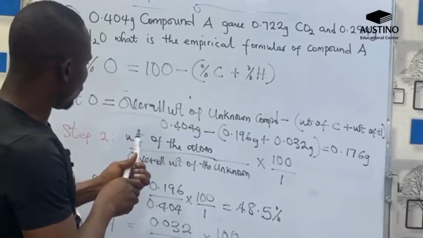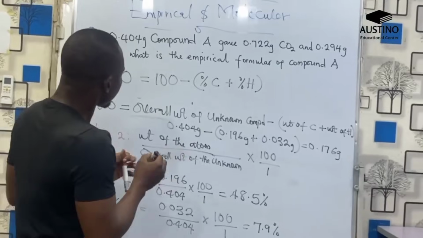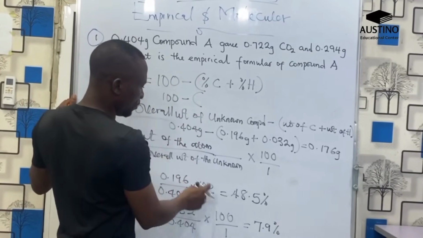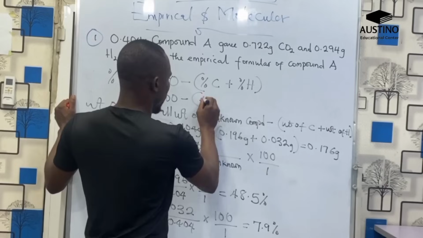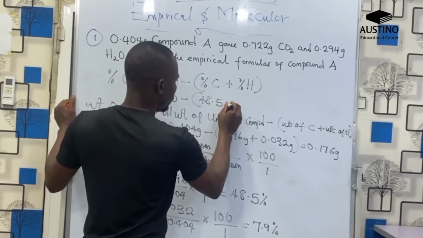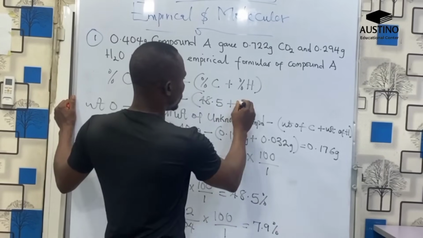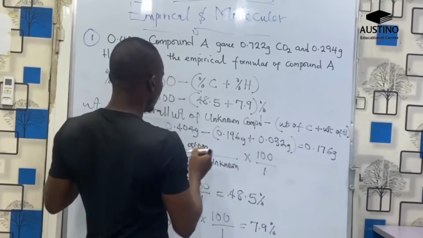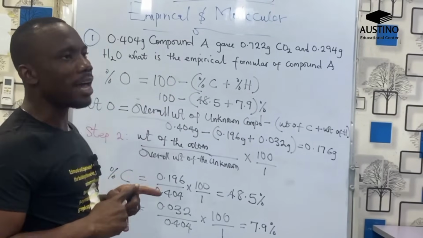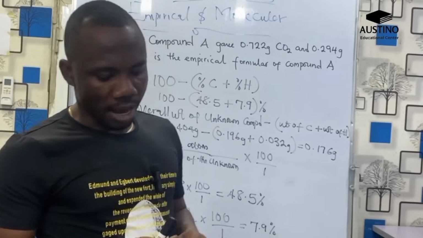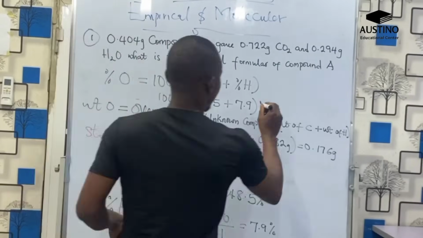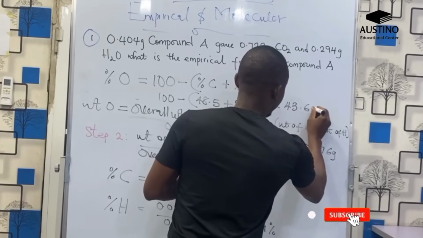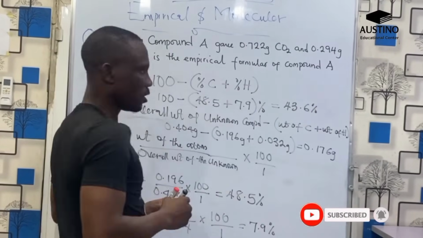And then if we do that, we already know that 100 minus, bracket open, the percentage composition of carbon is given to us as 48.5, and that of hydrogen is 7.9, in percentage. If you do that mathematically, you are going to arrive at 43.6%. 43.6% for oxygen.